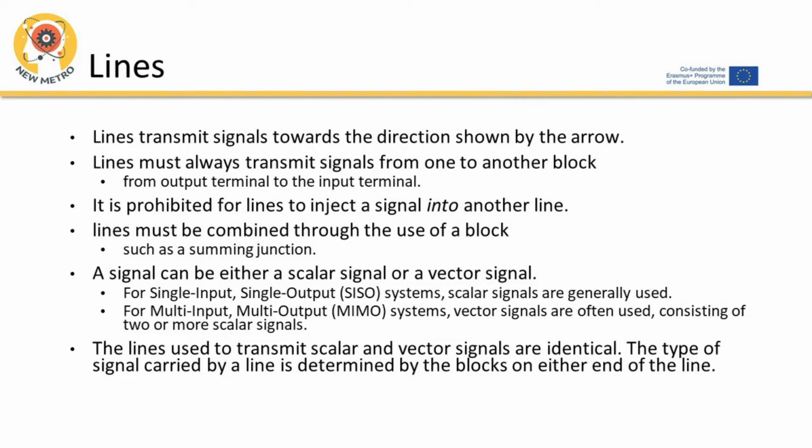A signal can be either a scalar signal or a vector signal. For single input, single output, SISO, systems, scalar signals are generally used. For multi-input, multi-output, MIMO, systems, vector signals are often used, consisting of two or more scalar signals. The lines used to transmit scalar and vector signals are identical. The type of signal carried by a line is determined by the blocks on either end of the line.